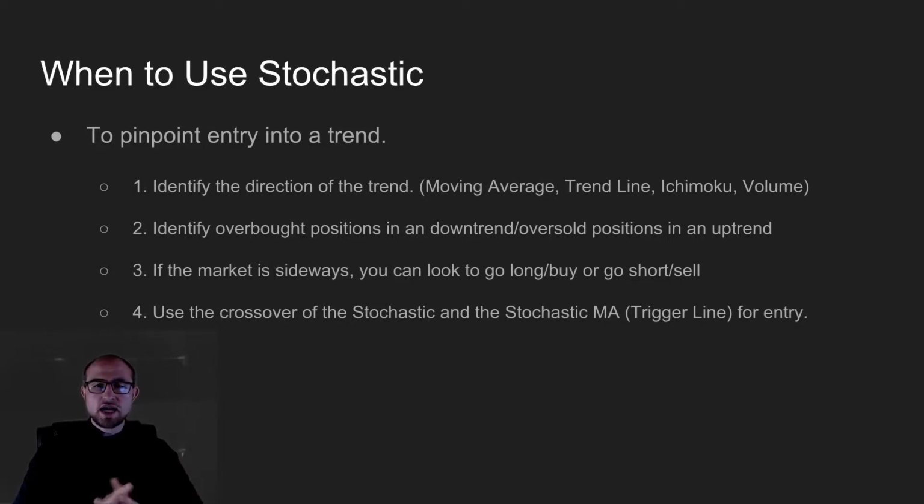Now, if the market is sideways, you can look to go long or buy, and short or sell, depending on oversold or overbought conditions. Then you use the crossover of the stochastic and the stochastic moving average, that D value that we had talked about earlier, also known as the trigger line, to time your entry. There is a more aggressive approach and there is a more conservative approach, and I will go over both. Let's go to the charts to see what I'm talking about.